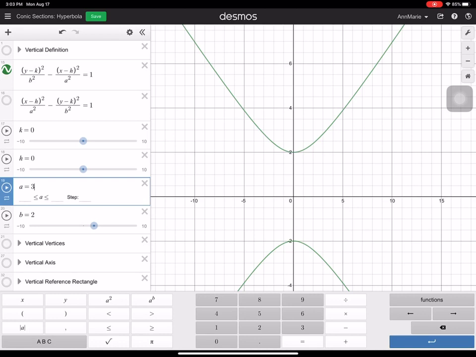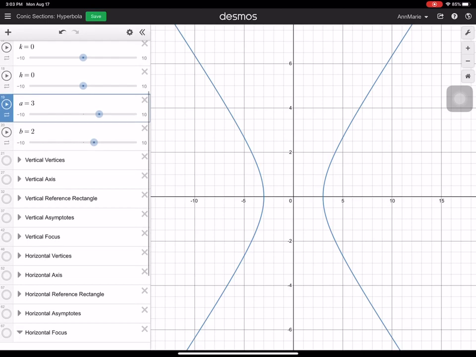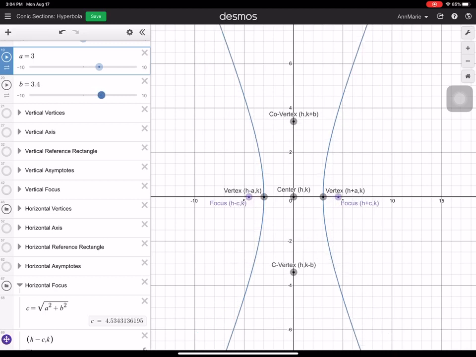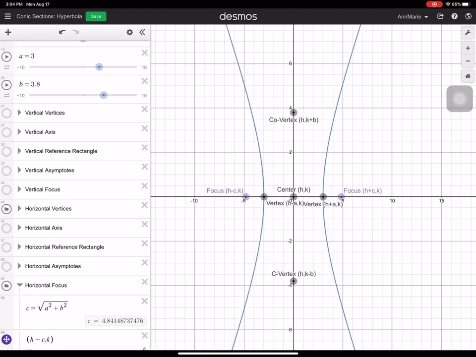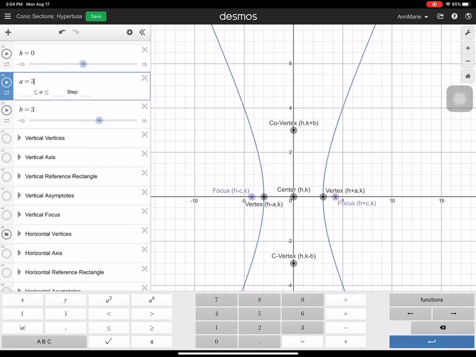Okay. Now I need to talk about some terminology. So I've got here my horizontal hyperbola. We give names to some of the points. There's my focus, and we'll talk about how that is calculated in a minute. Let's make this guy 4. That's better. Okay. Now let's make this guy 3. This guy 4. Okay.